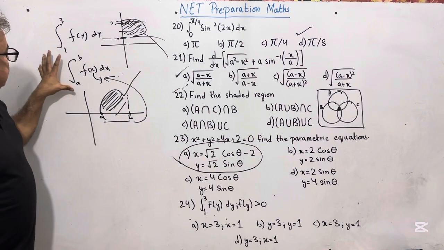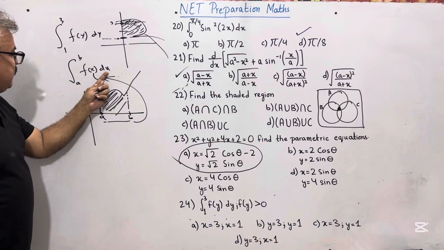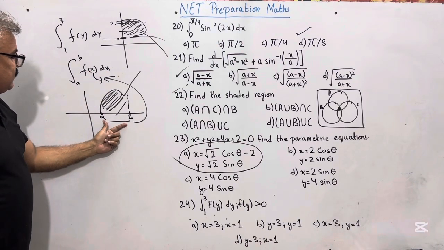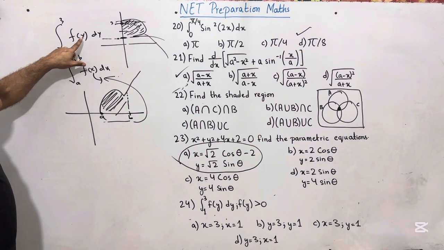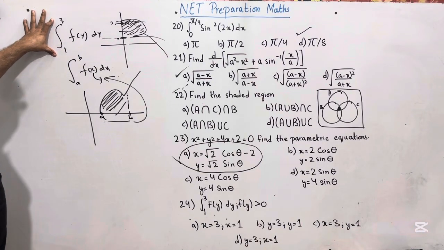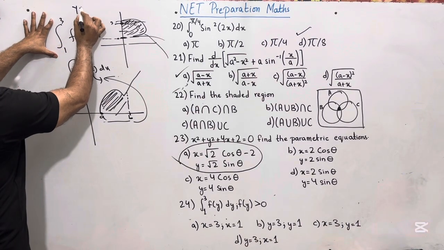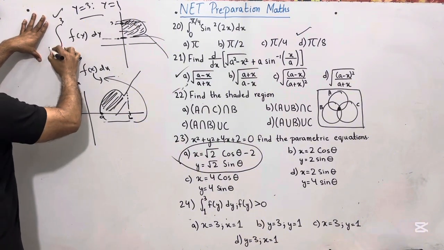In the normal case, f of x, the independent variable is x, and these integration limits belong to x. In this case, the independent variable is y, so these limits belong to y. That is the value of y, whether upper limit or lower limit.